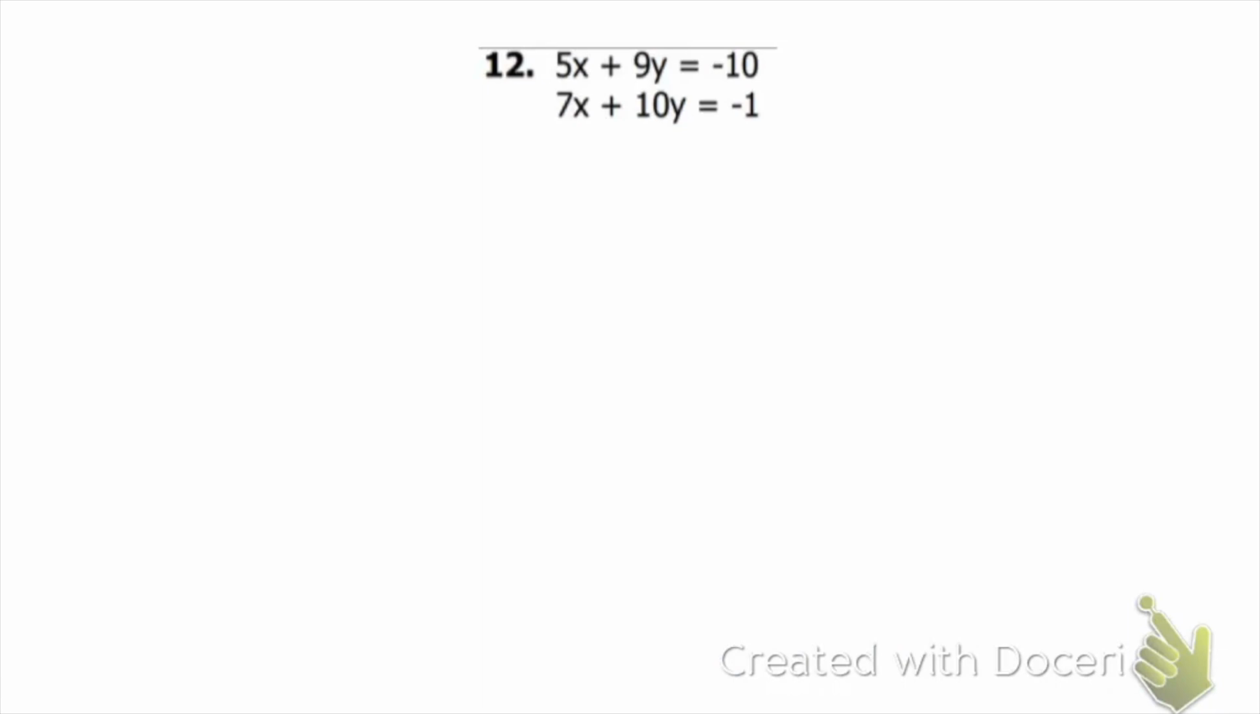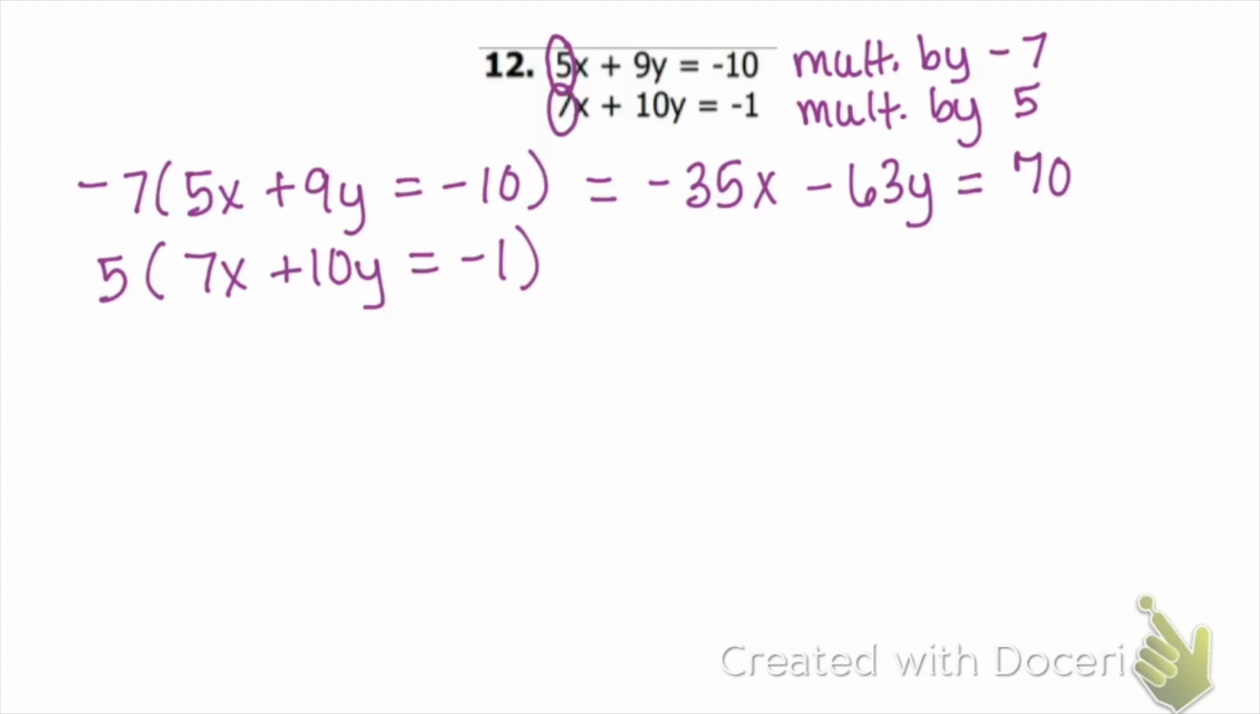All right, and for the last one, number 12, you're going to look at the 5 and 7 and what would multiply for the top and the bottom to cancel those out. So we're going to multiply by negative 7 on top, giving us negative 35x, and multiply by 5 on the bottom, which gives us positive 35x. So when we do that, top would get negative 35x minus 63y equals 70 when you distribute the negative 7. And when you multiply by 5 on the bottom, you would get 35x plus 50y equals negative 5.